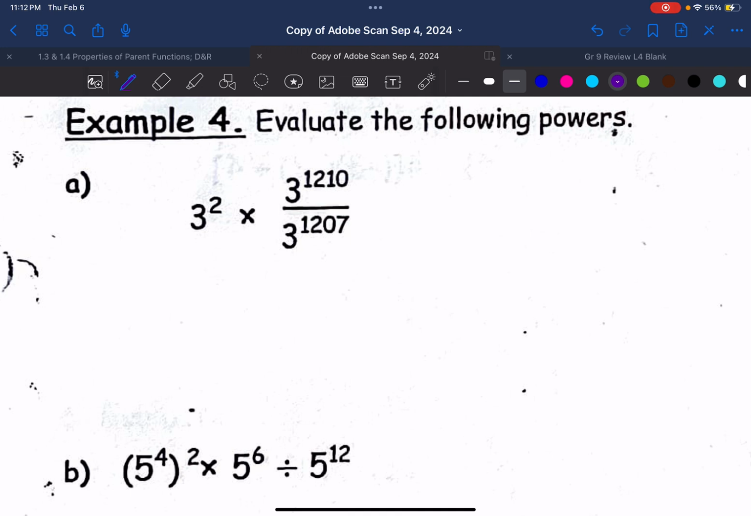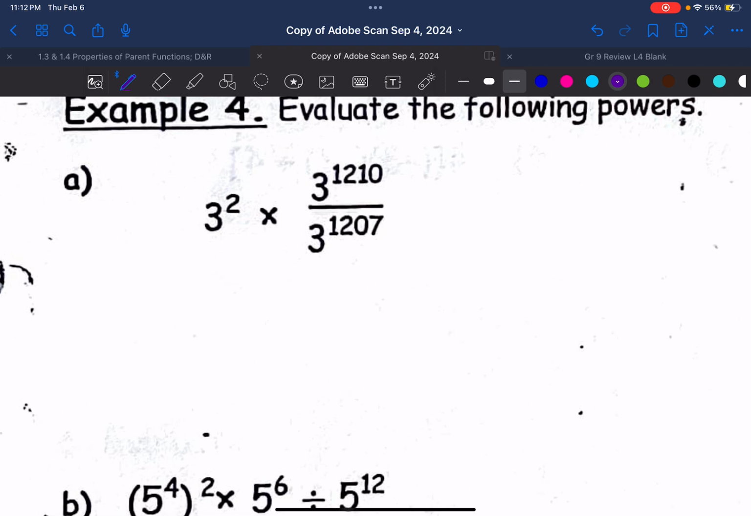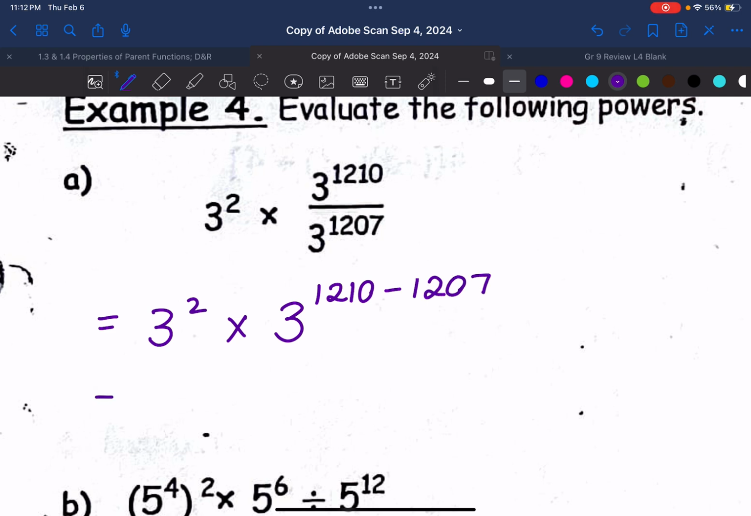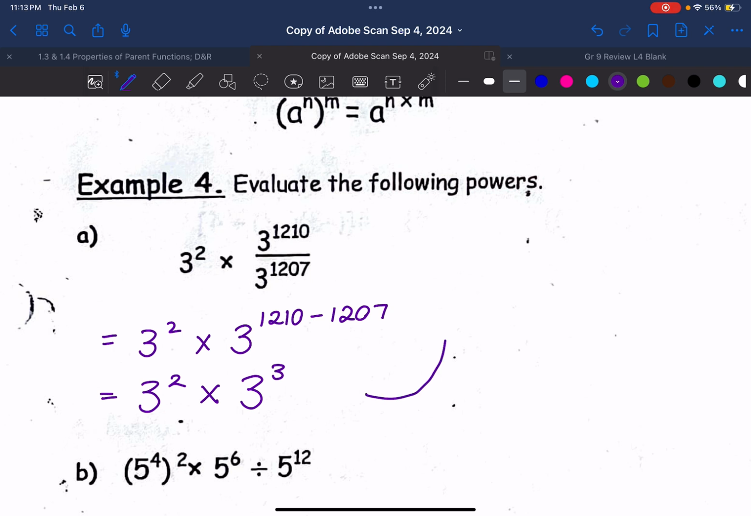So for example, I see that I've got some division happening there, so I want to deal with that first. So we're saying 3 squared times, and now because we're dividing these two things, I'm going to subtract the exponents. So we're going to be left with 3 to the power of 1210 minus 1207, which when you simplify that into a calculator, you'll notice that this difference is just 3. So that simplifies, and that's a way nicer number to work with.